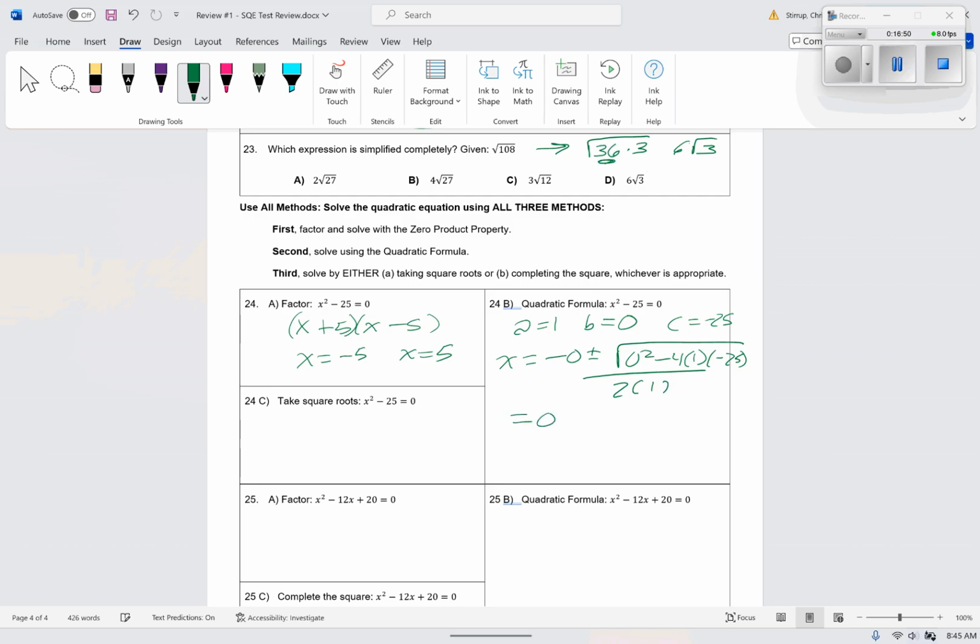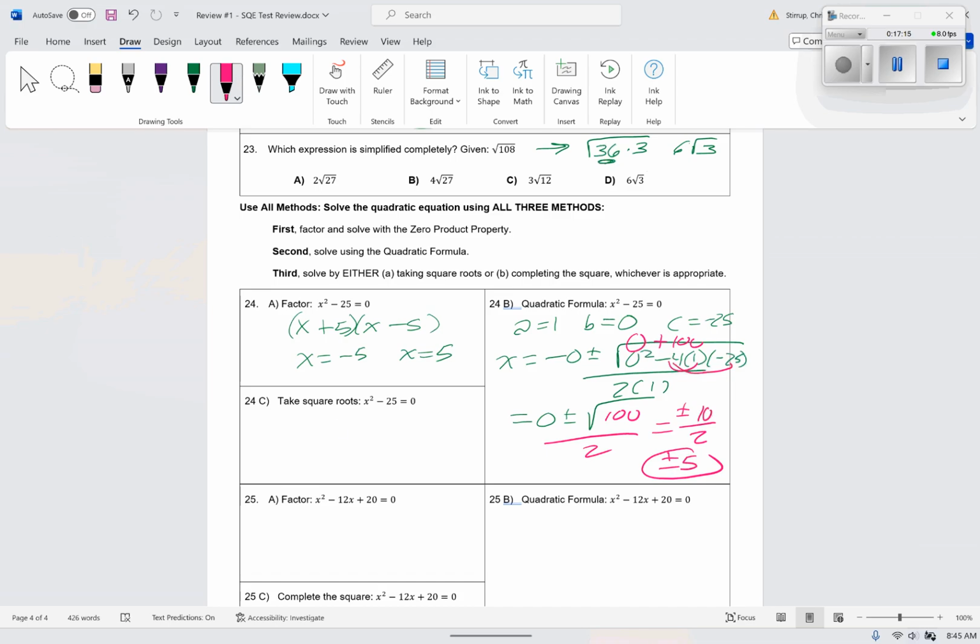So x is equal to 0 plus or minus. This is going to give me 0. Negative 4 times 1 is negative 4. Negative 4 times 25 is positive 100 over 2. So square root of 100 is what? It's 10, isn't it? So plus or minus 10 over 2. 10 over 2 reduces to 5, so plus or minus 5.